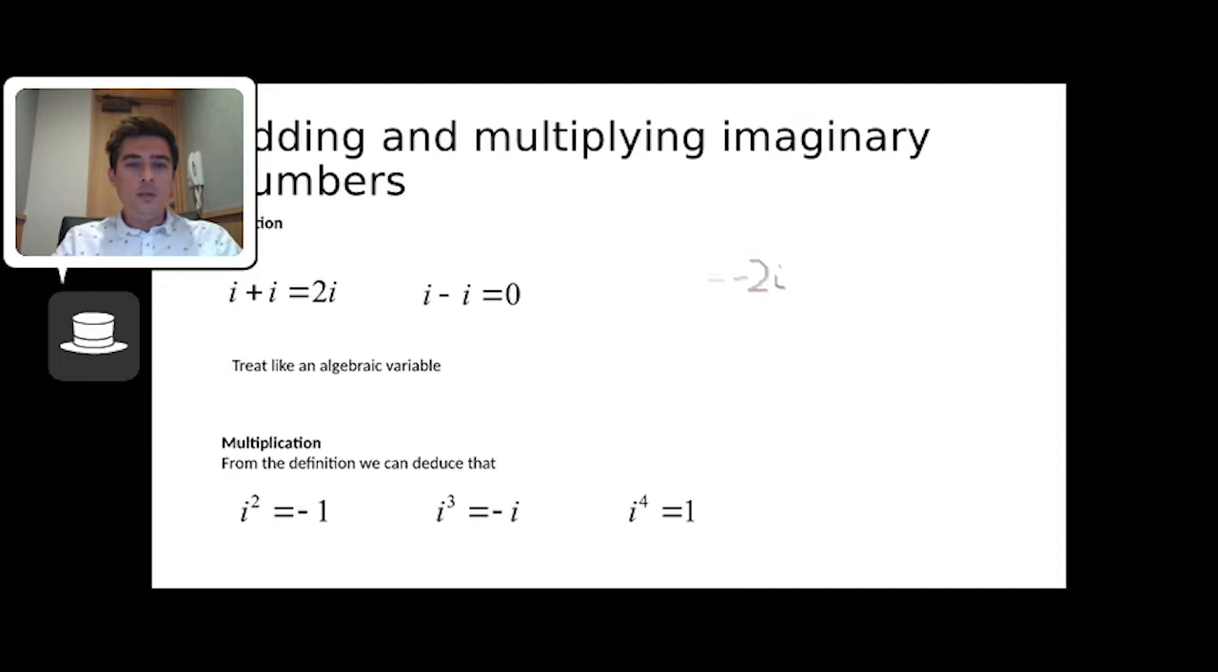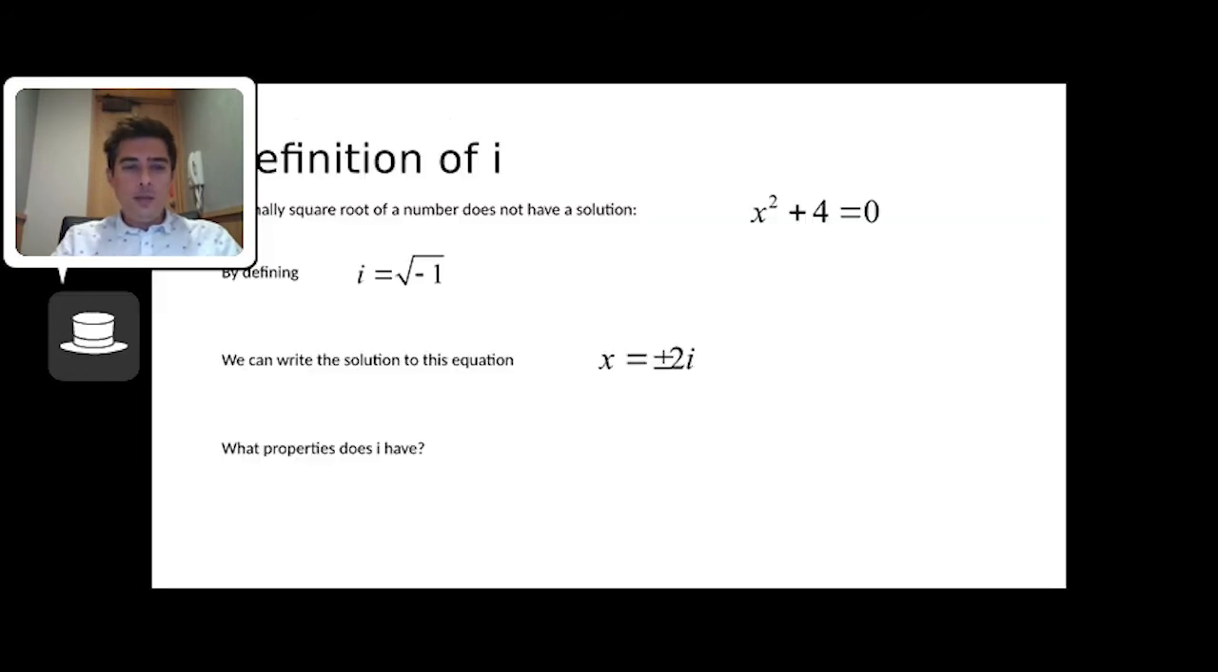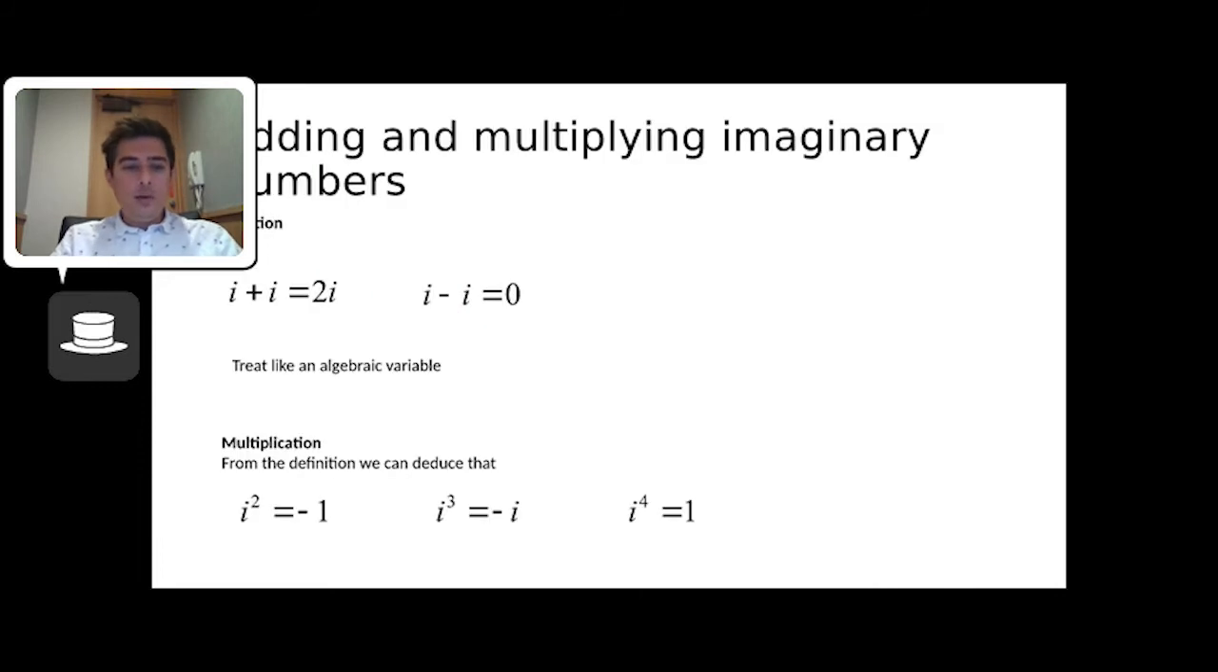Now, for multiplication, we already had a definition of what this thing here is. So what is i times i? That's obviously equal to i squared. In this case, we already know what i squared is, because that's how we defined i in the first place. So if we have i times i, it has to be equal to minus 1. But what about i cubed?